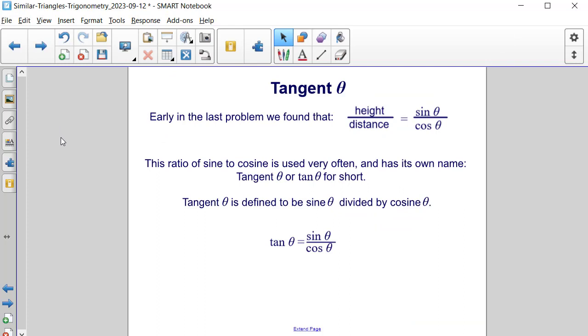In the last problem, we found that the ratio of height to distance resulted in the proportion of height over distance equaled sine theta over cosine theta. This ratio of sine theta to cosine theta is used very often and has its own name, called tangent of theta, or the abbreviation TAN, and then theta for short. The tangent of theta is defined to be the sine of theta divided by the cosine of theta. And here's how it's written as a ratio.